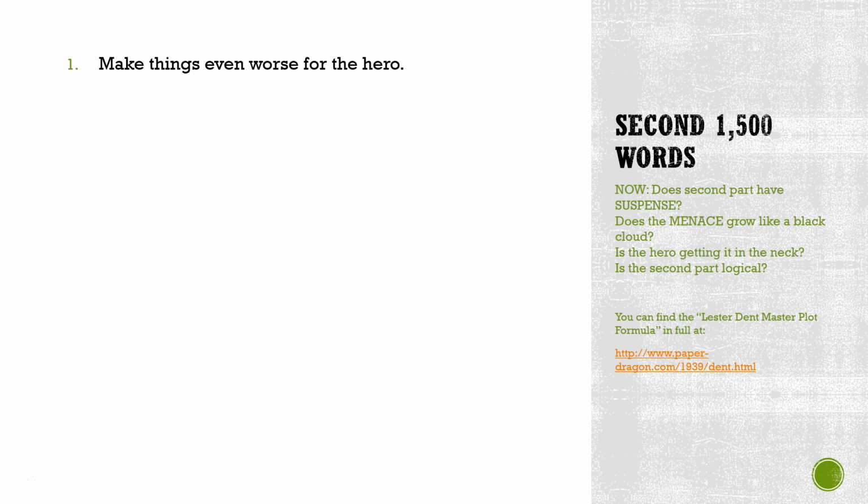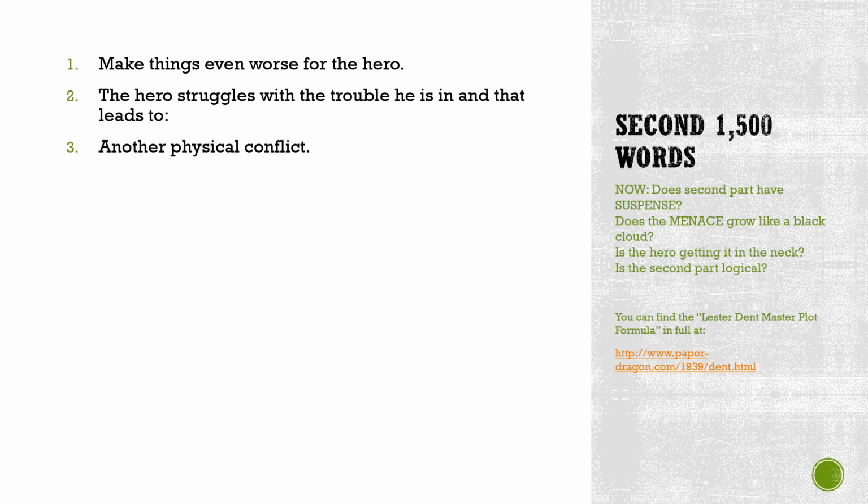Things look bad for the hero in the first section, you make them worse. And that's, with the Lester Dent plot formula, a key element. Always make things worse, no matter how bad it looks for the hero. Try to make it even worse. The hero struggles with the trouble he is in, and that leads to another physical conflict. Obviously, if you're writing romance, this is going to be somewhat different, and you probably won't be working as much with a physical conflict.